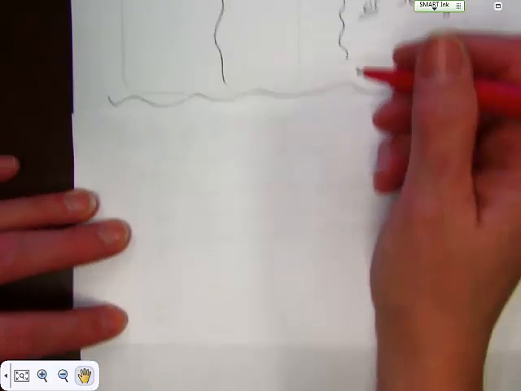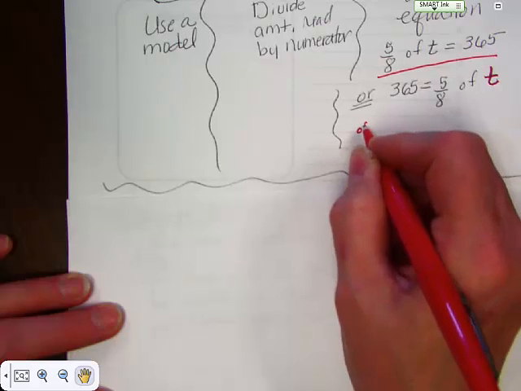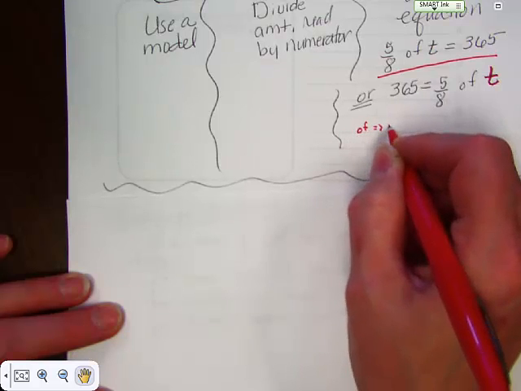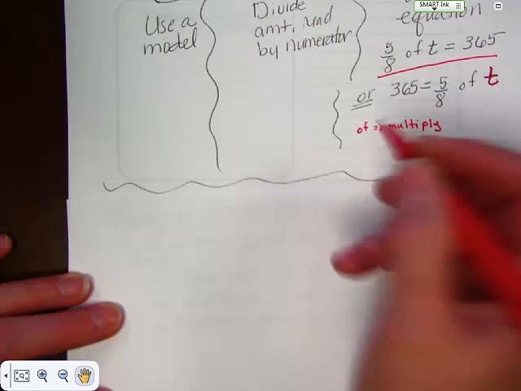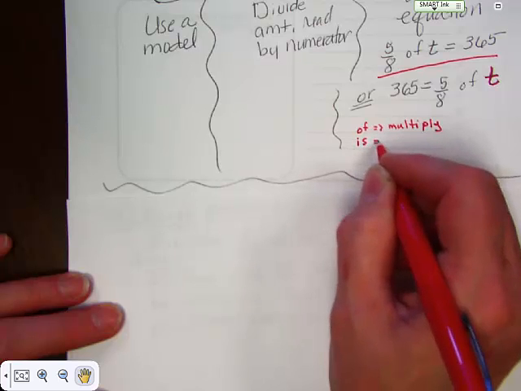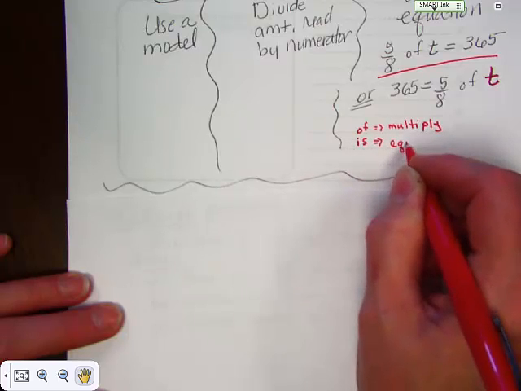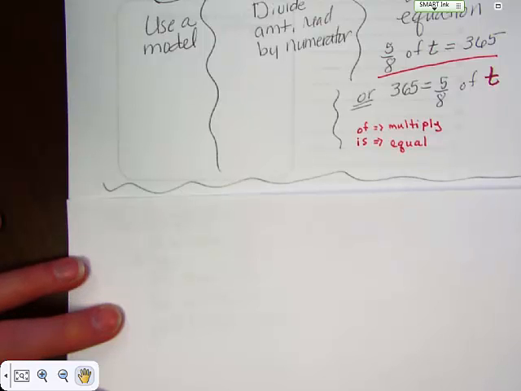Always remember that the word "of" means to multiply, and the word "is" means equal. So when you're setting up equations, if you see "of" and "is" in the words of a word problem, you might be thinking multiplication and equal.